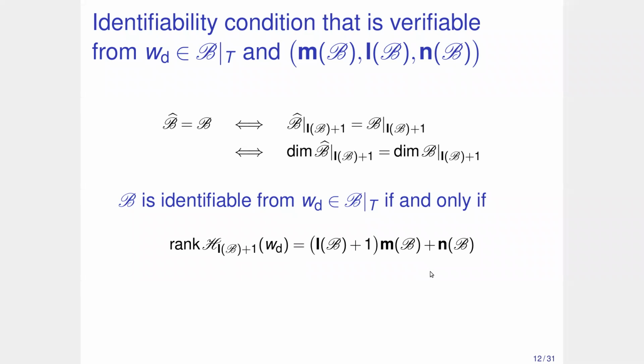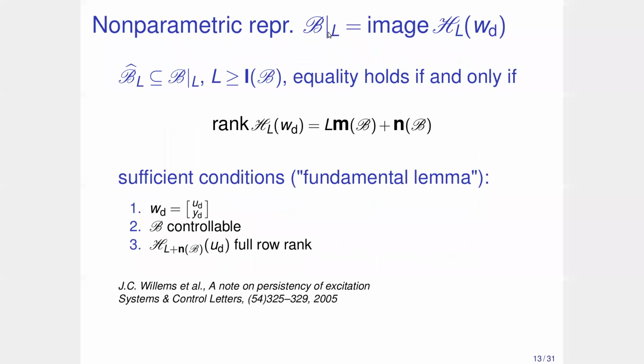So this is the identifiability condition. In this case, we didn't have to restrict to a horizon larger than lag plus 1, but if we take a general horizon capital L, again, we can have the equality between the identified system and the image of the Hankel matrix with depth L, if and only if a rank condition holds. Now we have not lag plus 1, but capital L times m plus n equal to the rank of the Hankel matrix.